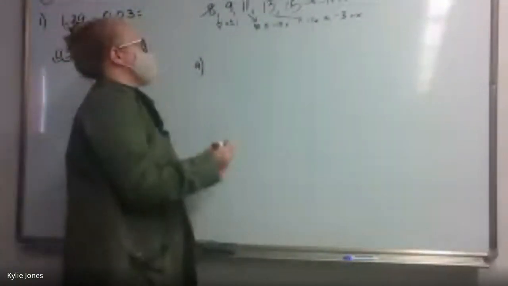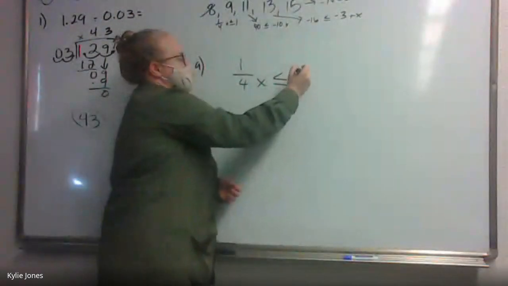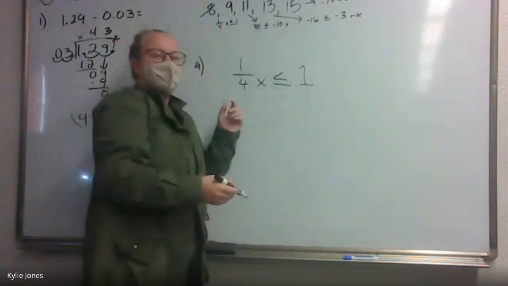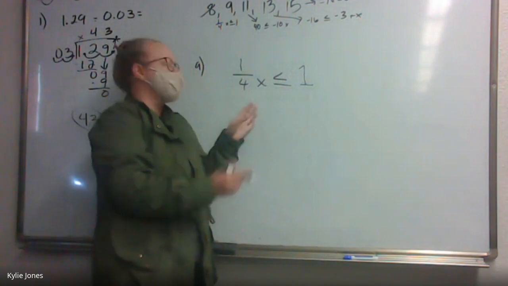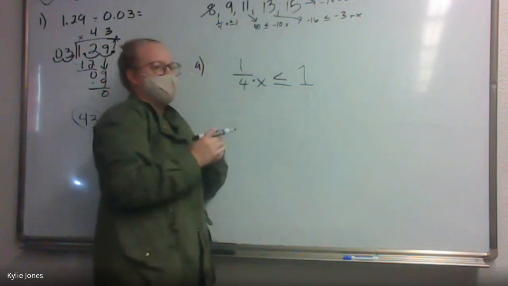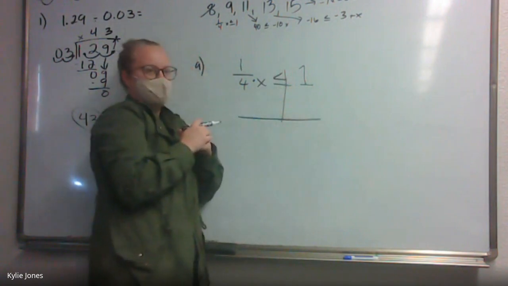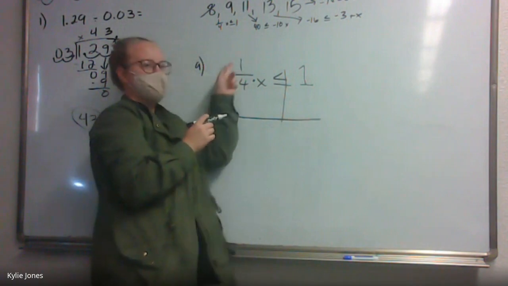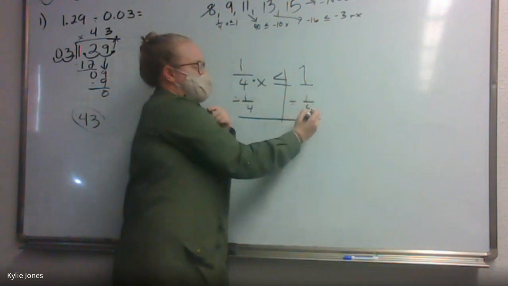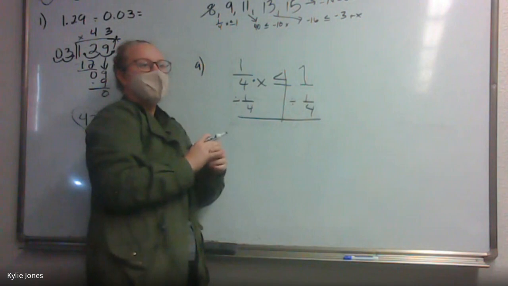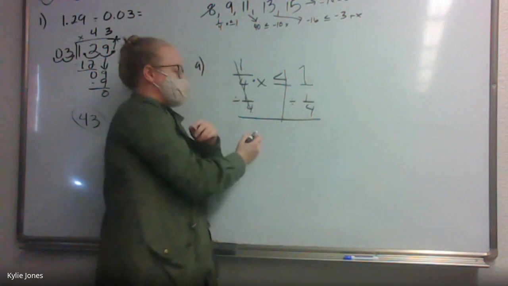Number 9, we have 1/4 x is greater than or equal to 1. Now, this one looks like it might be dividing, right? No. It's multiplying because you were doing 1/4 times x. So that means we need to divide on both sides. What am I going to divide by? The whole thing. 1/4. You're going to divide by 1/4 on both sides. What is 1/4 divided by 1/4? It's just 1. You're left with x.